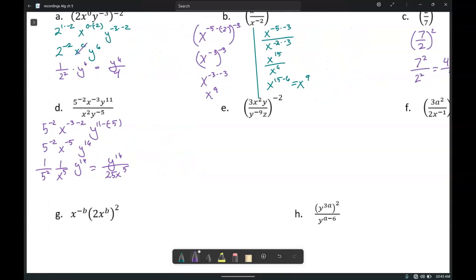I recommend usually kind of simplifying inside before applying the power rule, but the choice is up to you. If you'd like to do it in a different order, go ahead and pause and then check your answer to mine.